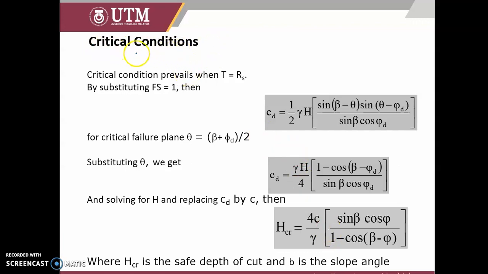And how do we check the critical condition in order to get the critical height? Similarly, we assume a factor of safety of 1 will give the critical condition. So the critical failure plane will be theta equal to beta plus the internal friction angle, divided by 2. If we draw the embankment again, this is the failure line and the toe. By substituting theta, the angle of the failure line, we can get the critical height like this.